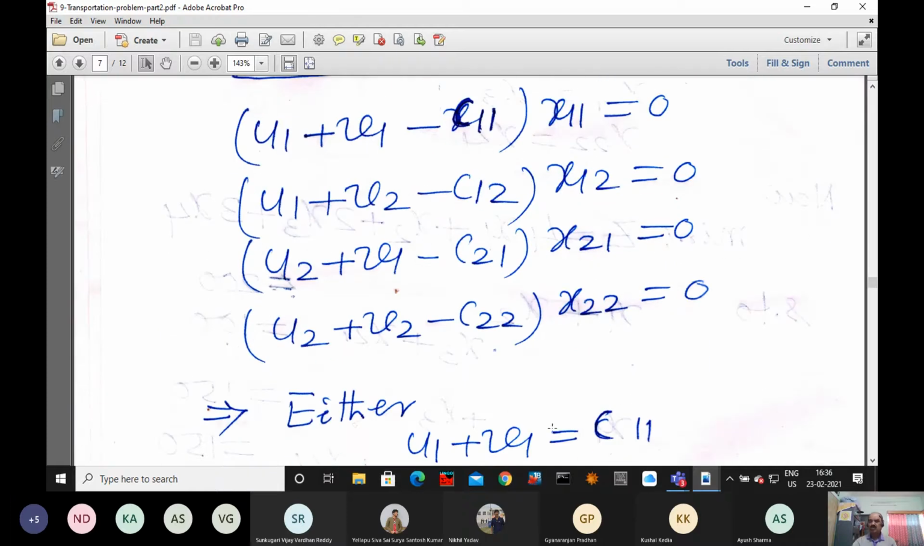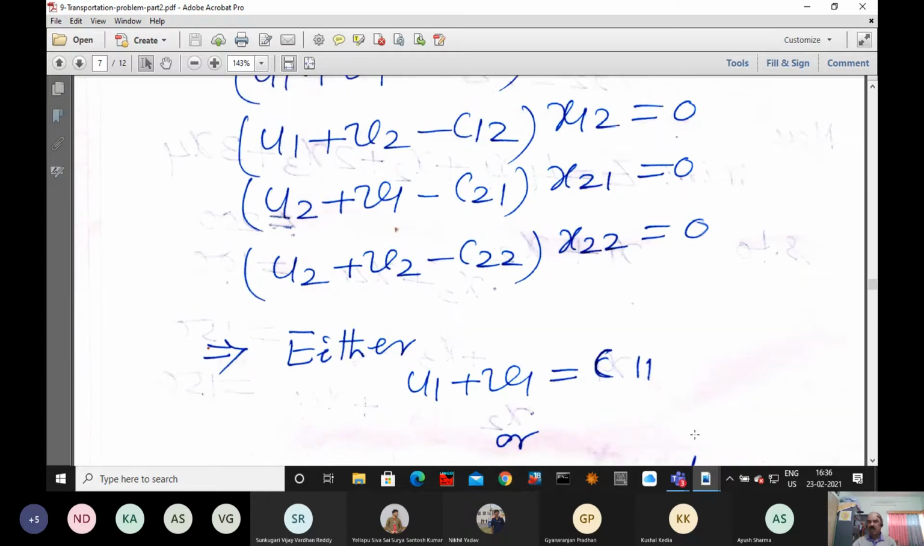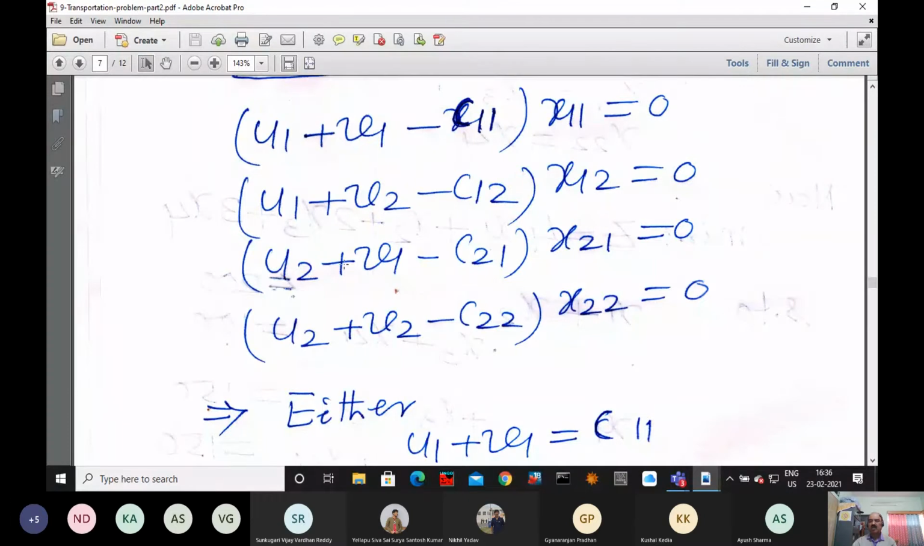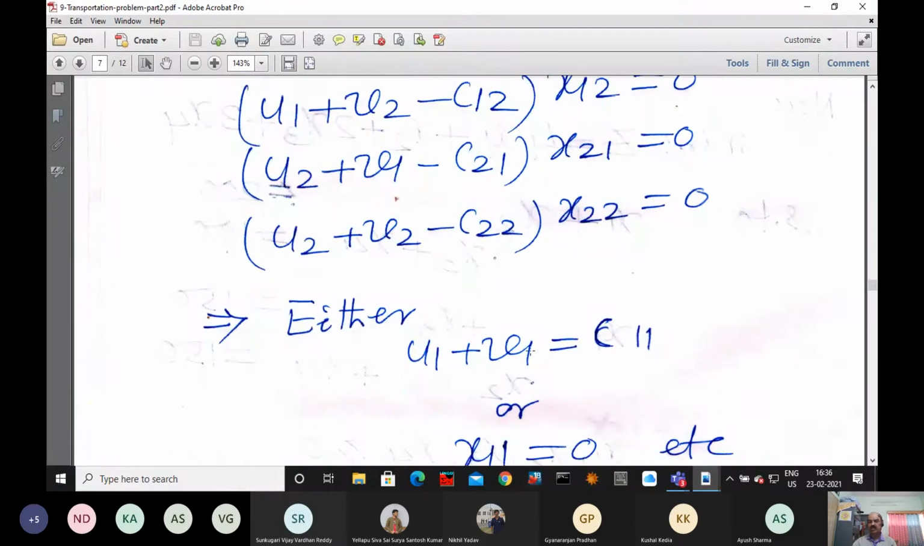So either we define it in this manner, U1 plus V1 equal to C11 or X11 equal to 0, and so on. Right? So the product equal to 0. If the product is equal to 0, then either U1 plus V1 equal to C11 or X11 equal to 0. Okay, this.